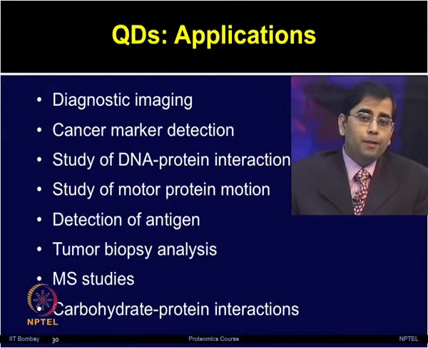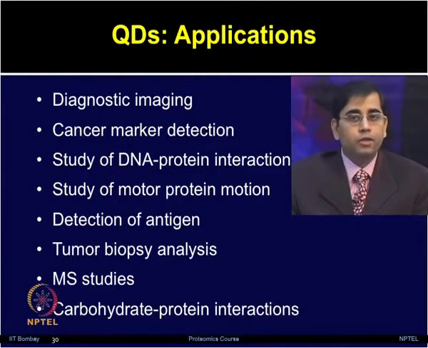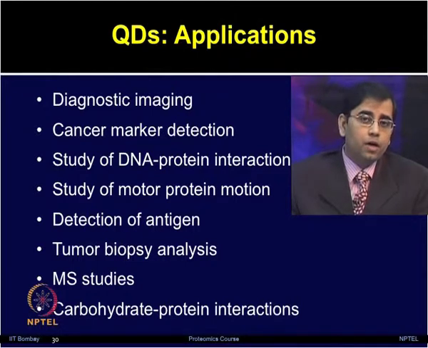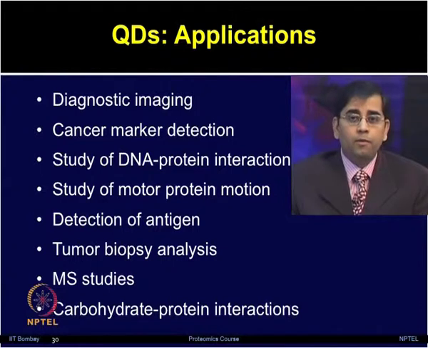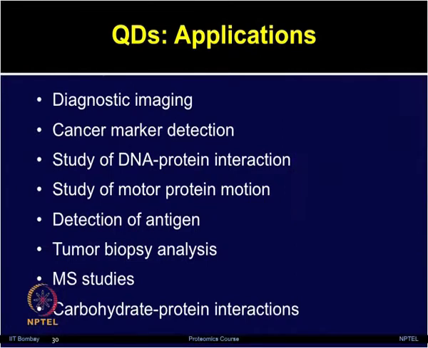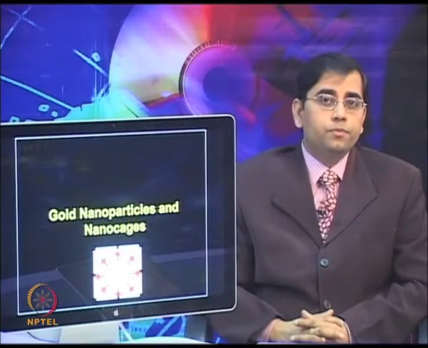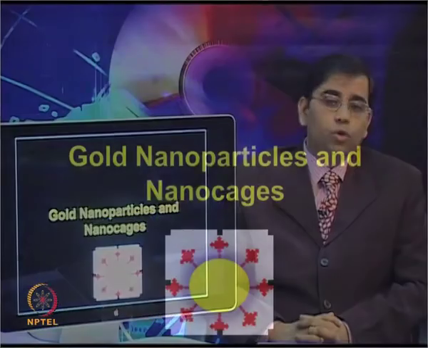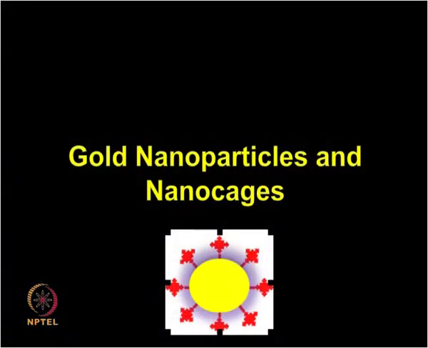Now, mass spectrometry based studies have also started exploring quantum dots, as well as it has been used for carbohydrate and protein interaction studies. These are some of the published studies, but there are many studies which have shown the potential of using quantum dots for various proteomic applications. Let us now move on to another platform, gold nanoparticles and nano cages.